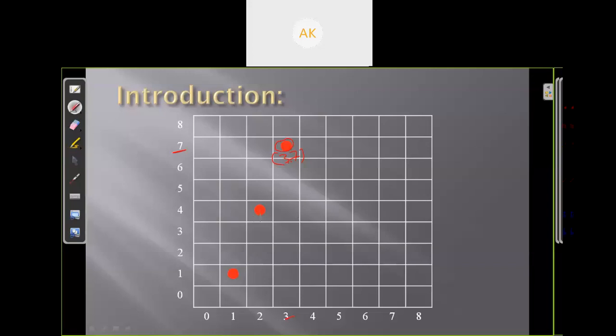What is the pixel of this point? Which is 2 and 4. And what is the location of this pixel? 1, 1 is located at the one horizontal line, one vertical line.